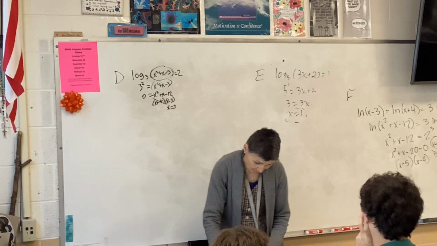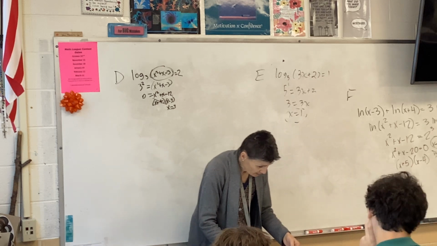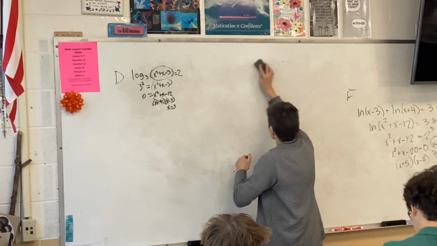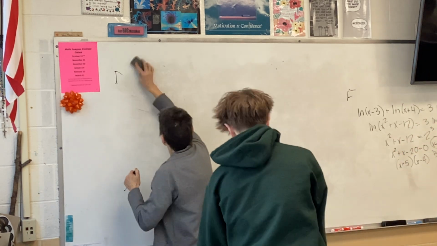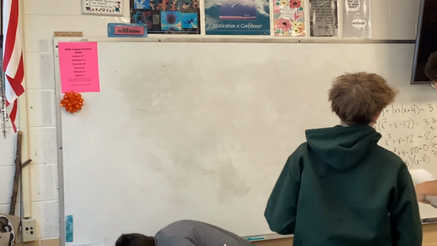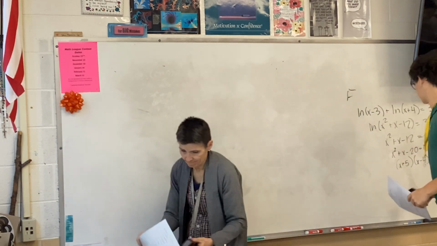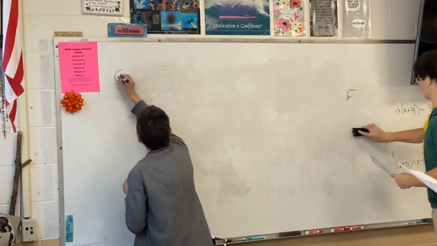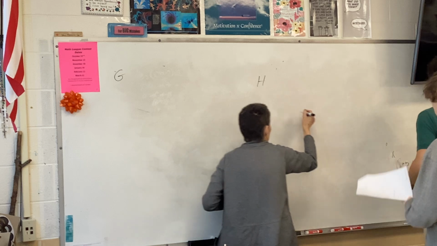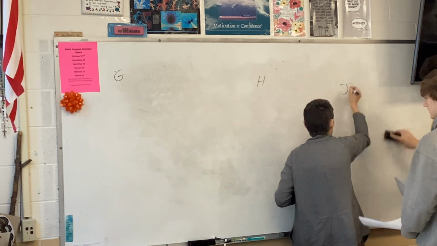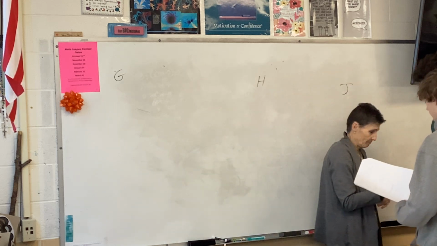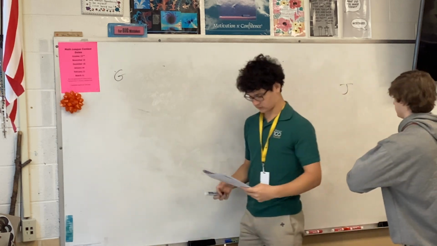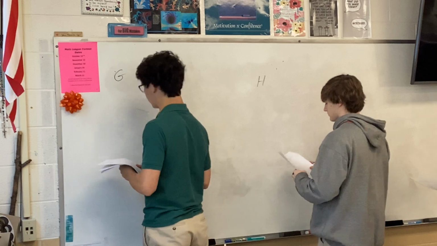That's D, E, and F. So we have G, H, and J. All right, do we have volunteers to put G, H, and J? Can you erase that? So G, H, what is it, J? Prove him wrong. We can do one. Let's go. You have that already, Cole? You're awesome.